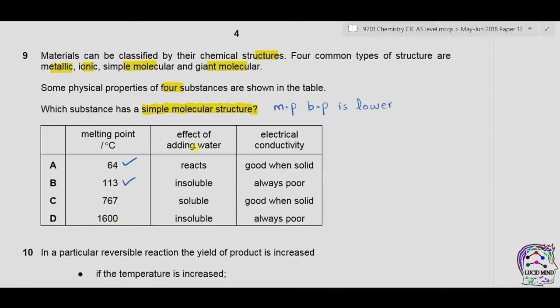Second thing is the effect of adding water. Now for majority of simple molecular structures, they are insoluble in water, for example hydrogen, nitrogen, methane, ethane, etc.